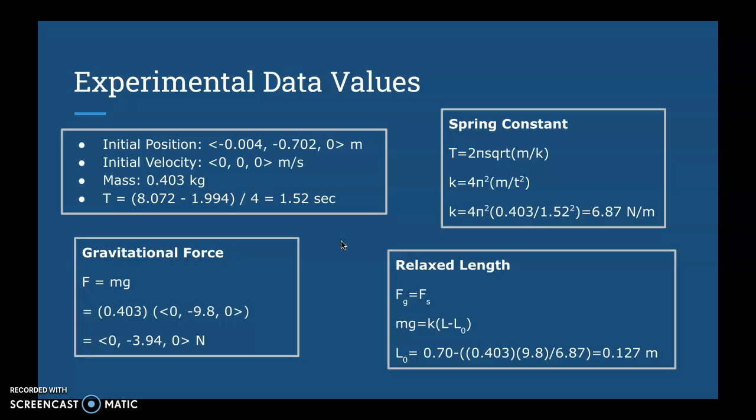We then can also calculate the spring constant and the relaxed length. We found the spring constant using the period formula for a spring and got the spring constant to have a value of 6.87 newtons per meter. The relaxed length of the spring was found by setting the gravitational force equal to the spring force formula, and then getting the relaxed length of the spring to be 0.127 meters.